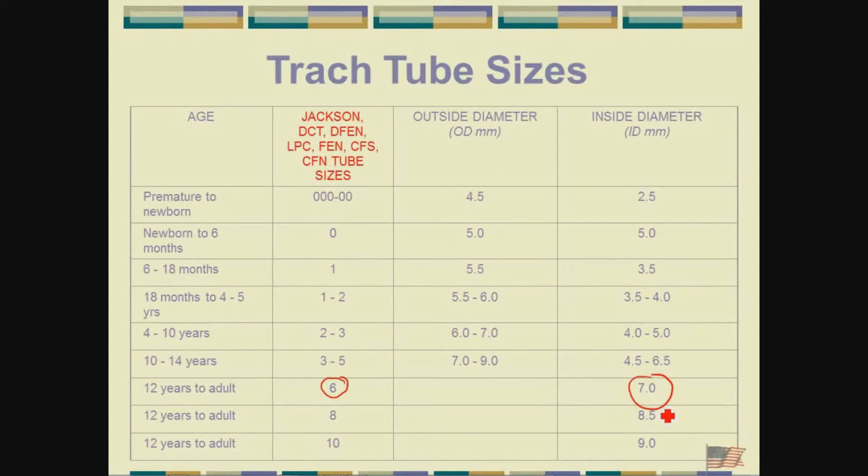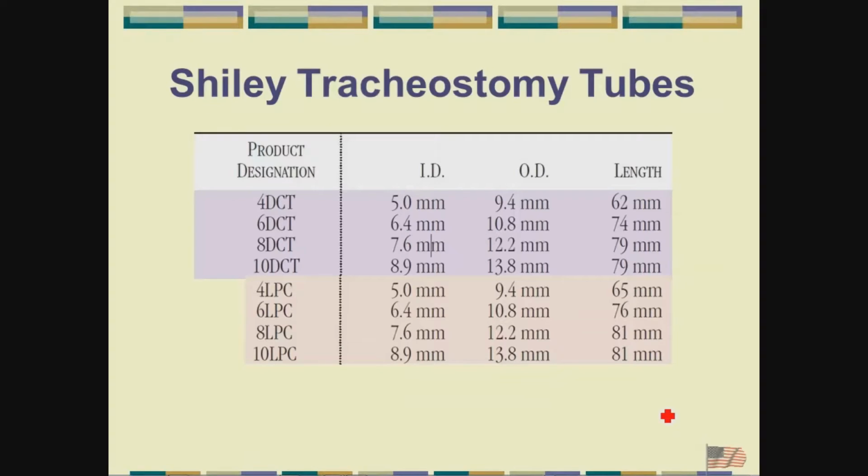These are called Jackson sizes, and I don't know why he named them the way he did, but he did. And these other letters that are there, DCT, D, FEN, LPC, those are the Shiley's nomenclature for the different types of tubes. The dual cannula tracheostomy tube, the fenestrated tube, the low pressure cuff. You don't need to know the different names, but when we go through them, we'll show you what the standard tracheostomy tube that you'll need to worry about is.